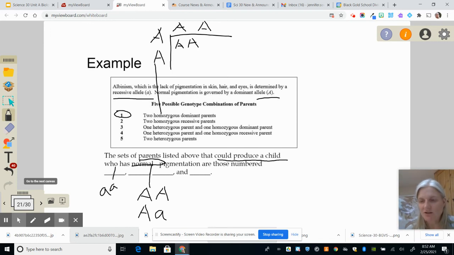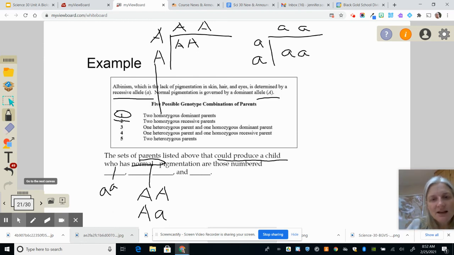So yes, the first one, for sure, you can have a child that has normal pigmentation. It just says a child. It doesn't have to be all the children. So the next question, two homozygous recessive parents. Okay, so we've got two homozygous, means same, and recessive parents like that. So all these kids, again, are going to be homozygous recessive. Not a single kid without albinism in that family. So not number two. We don't have any normal pigmentation there.